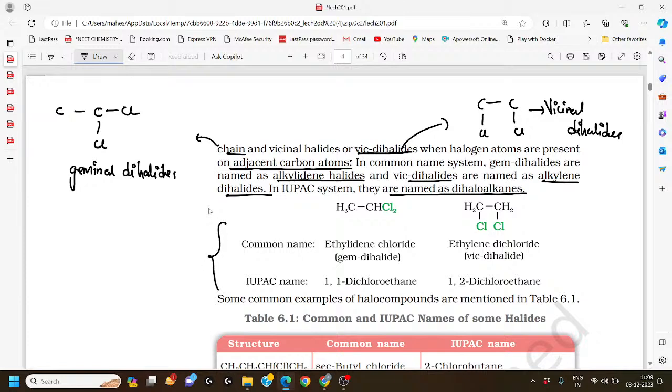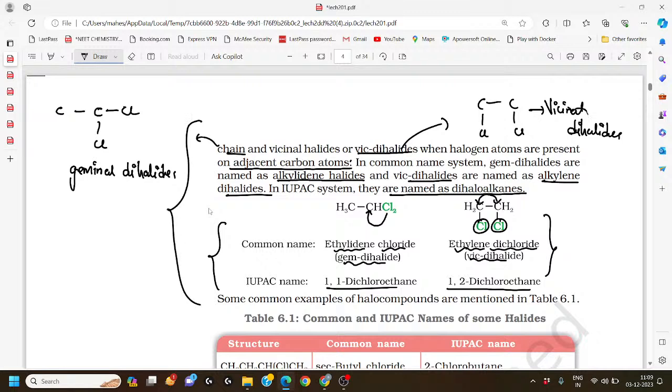So this concept is clear to you. This concept was previously explained on the whiteboard. I hope it is clear to you. The common name: here we observe that the two chlorines are attached to the same carbon, so its common name is ethylidene chloride, a geminal dichloride. Next one is two adjacent carbons having chlorine attachment, so ethylene dichloride, a vicinal dihalide. So the IUPAC names are 1,1-dichloroethane and 1,2-dichloroethane.